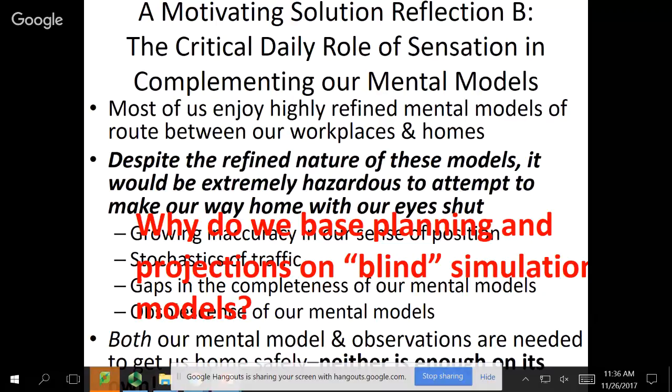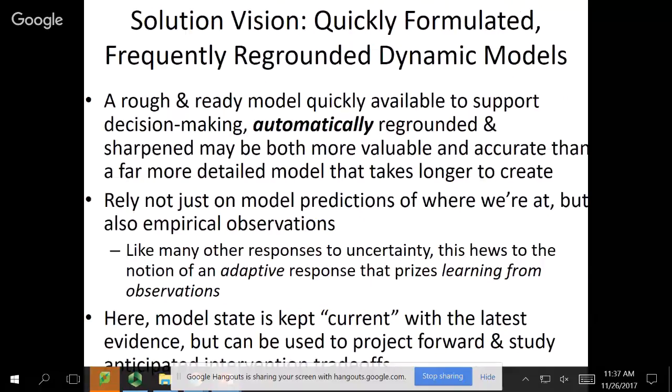And I challenge that this is a tradition which is dangerous, and that the tools that we're going to present in this lecture are just as useful as these observations. The ability to peek out occasionally as to where we are every 30 seconds on our way home is a key need for getting home safely, and it's just as key with simulation models. So the vision here is to come up with quickly formulated, frequently regrounded dynamic models. Models that are rough and ready. They're assembled quickly, perhaps in response to something like an emerging outbreak.